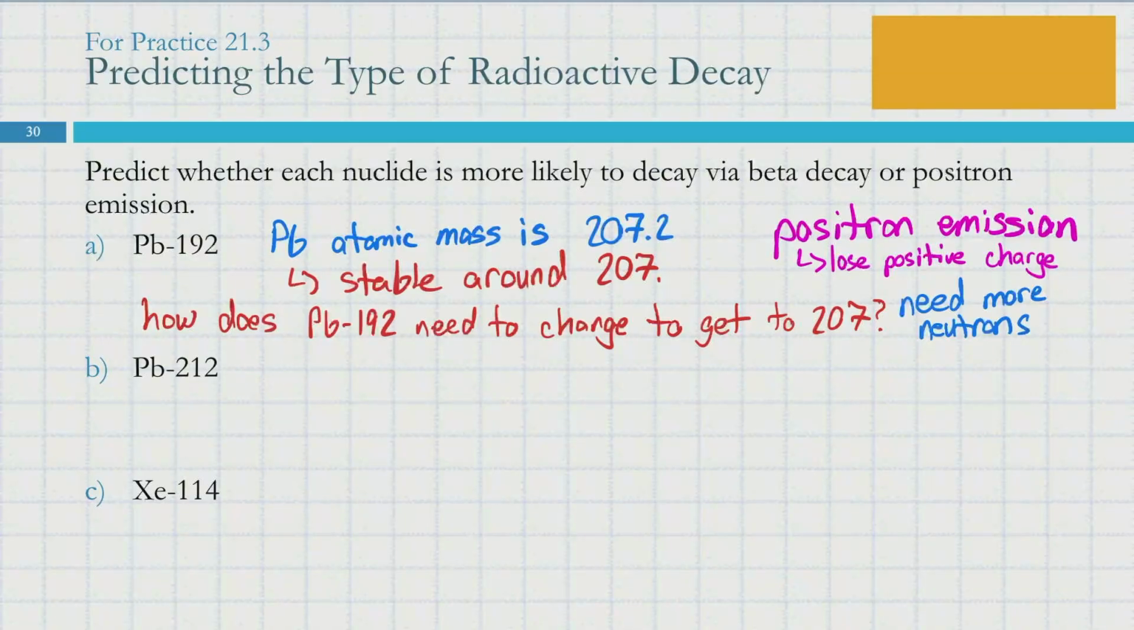Positron emission will make more neutrons by losing protons. That'll affect our N to Z ratio. How about for lead-212 and xenon-114?